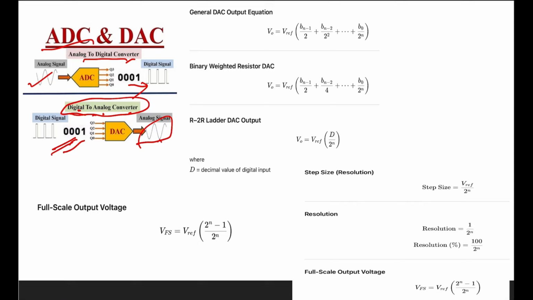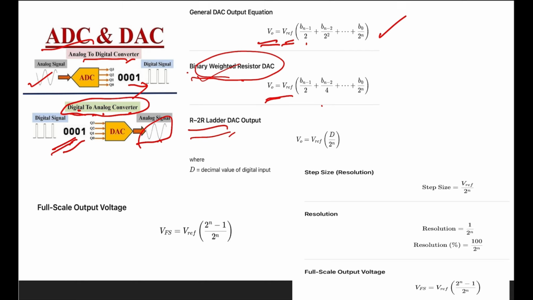So there are some general equations which we have to know for solving problems related to DACs. The first equation: the output voltage of a DAC can be obtained by V out equals V reference into Bn-1 by 2 plus Bn-2 by 2 raised to 2 and so on, up to B0 by 2 raised to n. Next, in the case of a weighted resistor DAC, the output voltage can be obtained by the same equation: V out equals V reference into Bn-1 by 2 plus Bn-2 by 4 plus and so on, up to B0 by 2 raised to n.